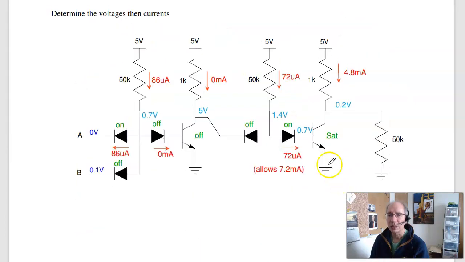So when you do that and calculate the currents, again I have 0.7 volts, 5 minus 0.7 over 50K gives you 86 microamps, nothing. 5 minus 1.4 over 50K gives you 72 microamps. That allows 7.2 milliamps to flow. I'm only trying to push 4.8, so this saturates.